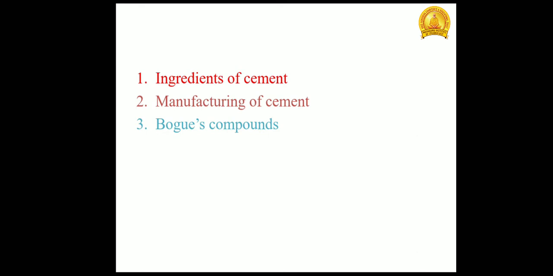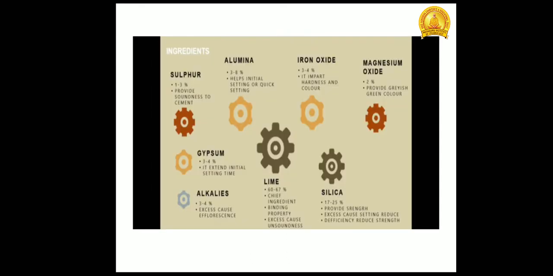Here we are going to focus on three main topics: ingredients of cement, manufacturing of cement, and the Bogue's compounds. The first one is ingredients of cement. The chief ingredient in cement is lime, which constitutes 60 to 67%, and it provides the binding property to the cement. Excessive use of lime can cause unsoundness in cement.